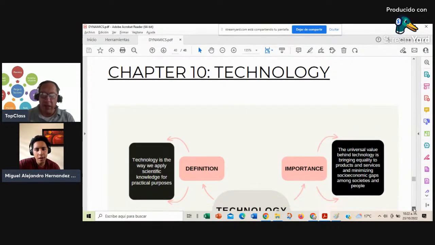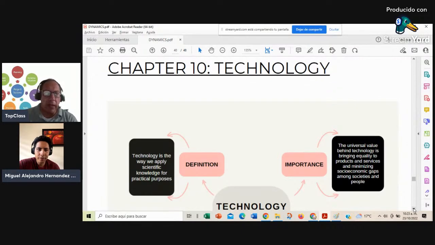I want to thank you for accepting to change this class so many times. Yes, teacher, don't worry. We have a good chapter here, which is technology, because there are many situations where technology plays an important role. What is, in your own words, Mickey, your concept of technology, and what is the benefit of having a lot of technology versus not having it?